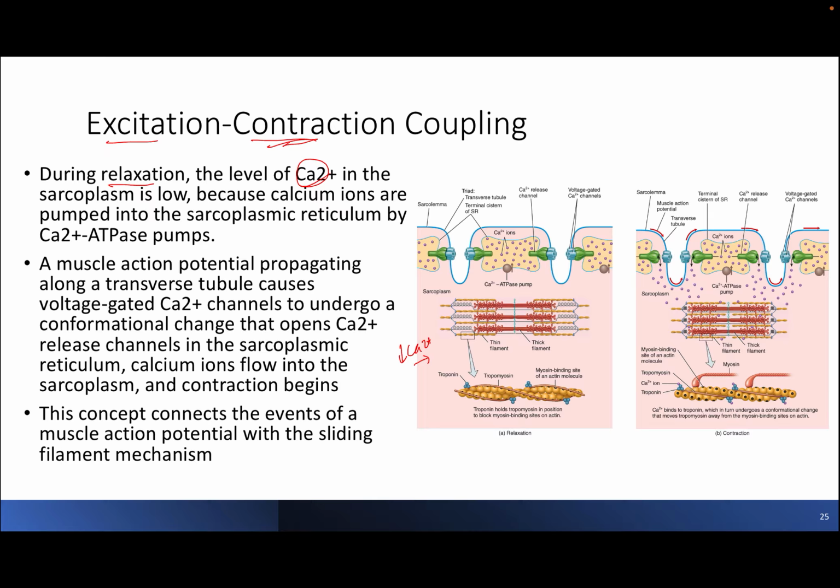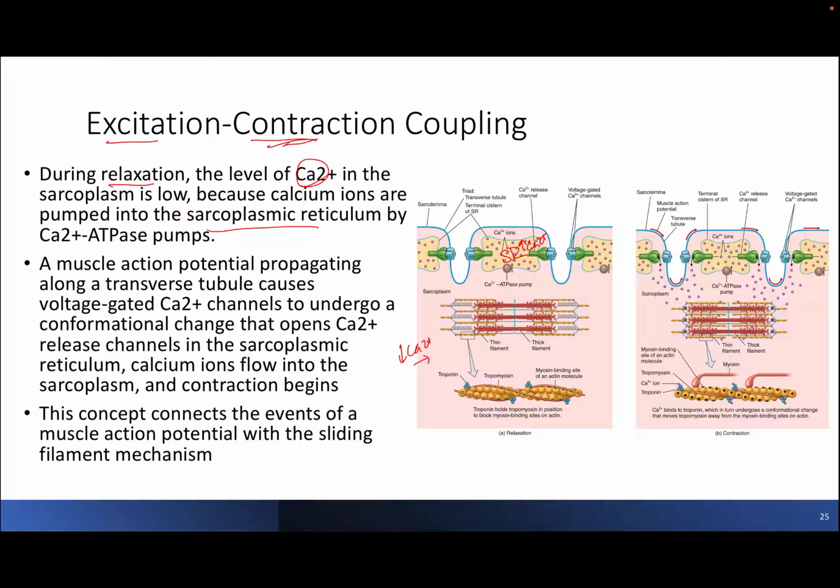This is because we're actively pumping calcium into the sarcoplasmic reticulum. This is keeping our levels of calcium high in the sarcoplasmic reticulum.